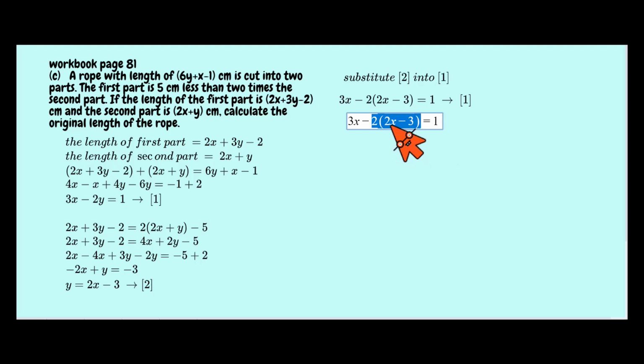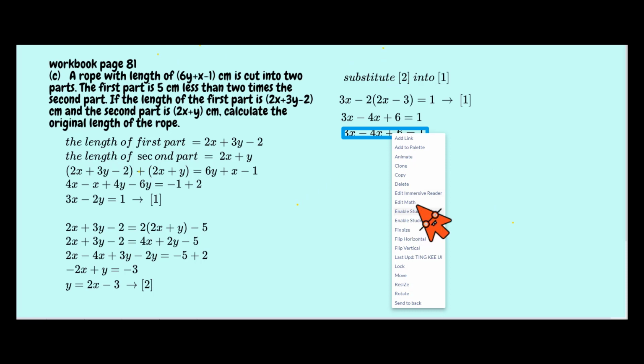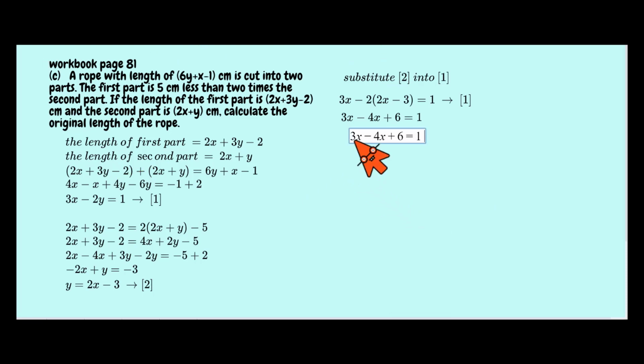Expand 2 to 4. Before 2 times 3 plus 4 plus 6. After explaining it, we are going to simplify. We got negative 3y minus 4y become negative x. Negative x, this one move over there.